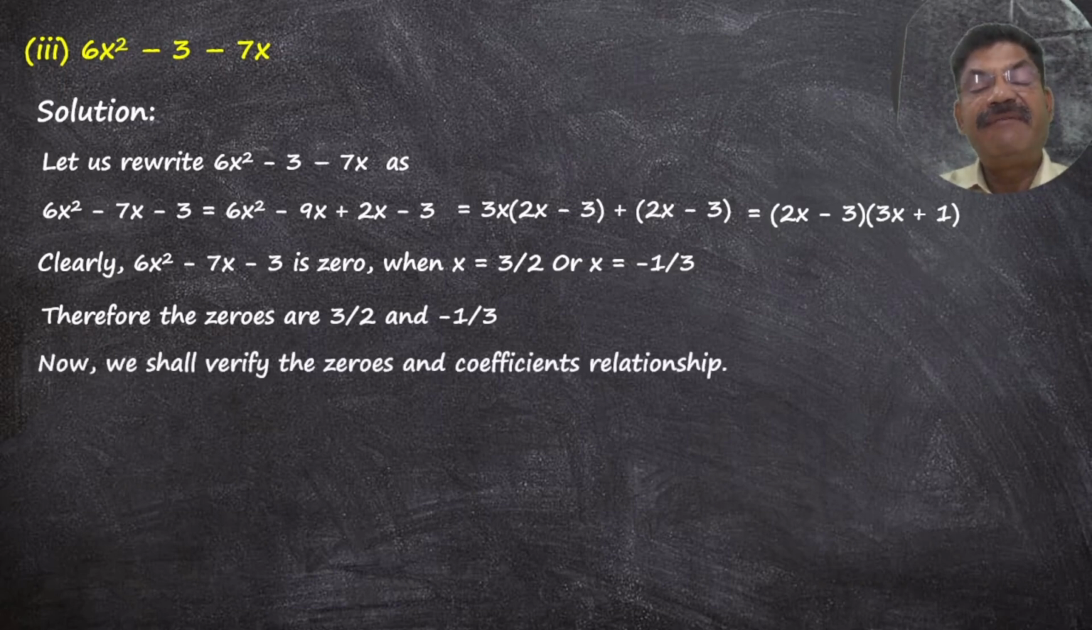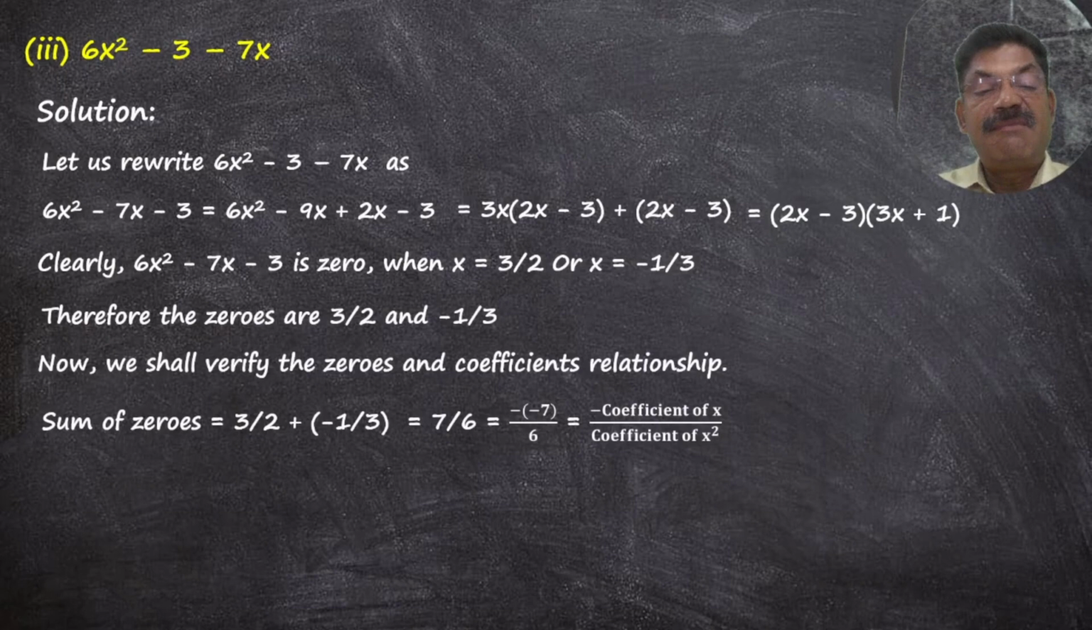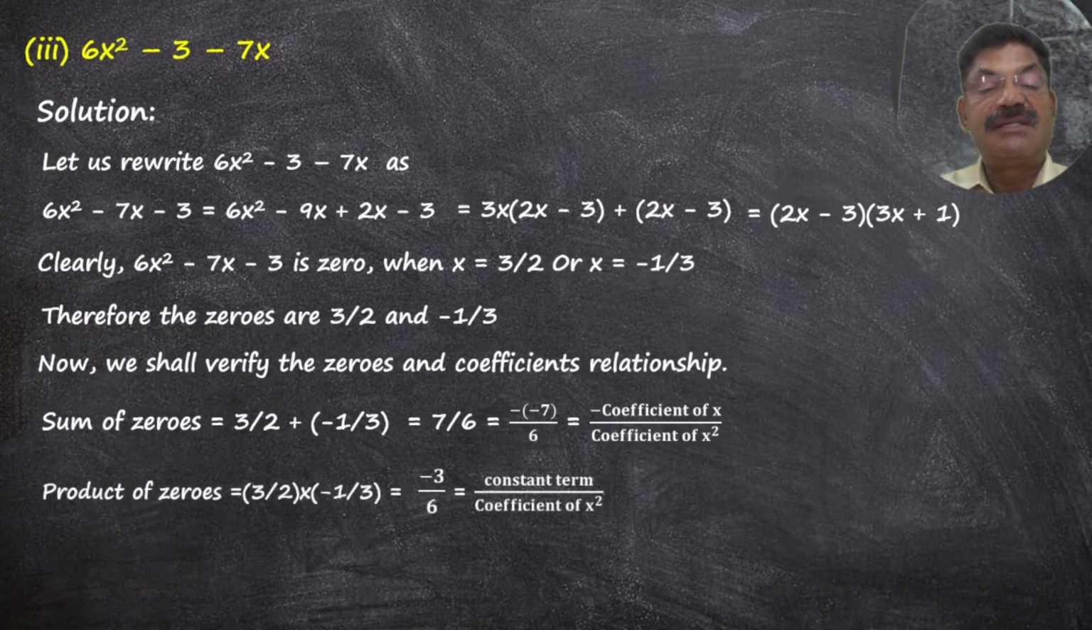Now you can easily verify the relationship. Find the sum of the zeros. Sum of the zeros is equal to 3 by 2 plus minus 1 by 3. When you cross multiply, you get 7 by 6, which is same as minus of minus 7 divided by 6, which is equal to minus coefficient of x divided by coefficient of x square. Similarly, product of zeros is equal to 3 by 2 into minus 1 by 3, which is equal to minus 3 by 6, which is same as the constant term divided by coefficient of x square. So in this problem also, the relationship is verified.